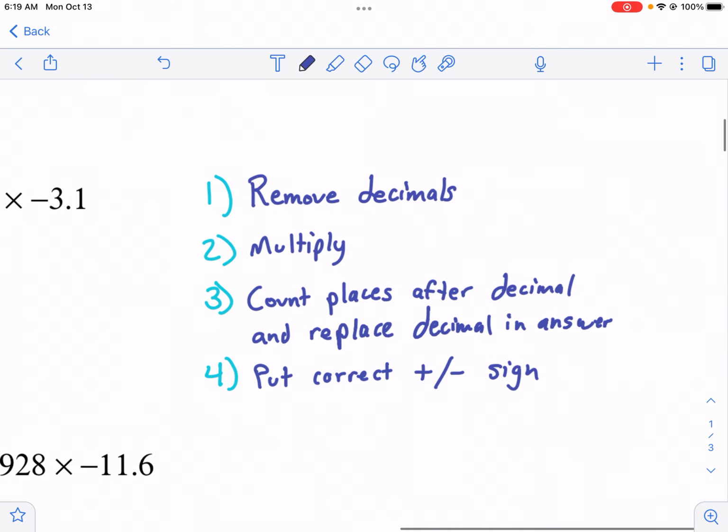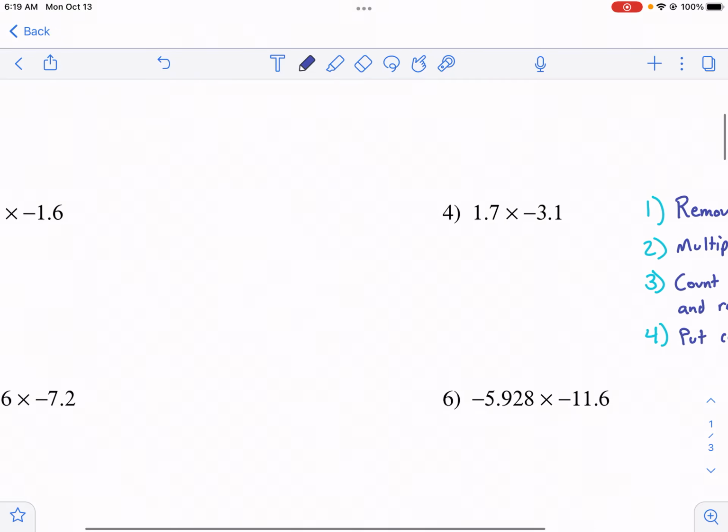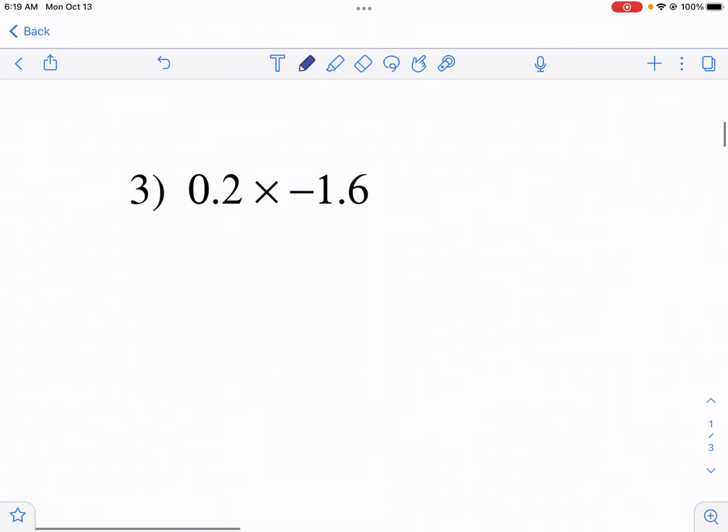So this is the process if you want to take notes on it or just take a look at it. We're going to remove decimals first, and we're going to pretend it's just a normal multiplication problem. We're going to multiply. Then at the end, we're going to replace our decimal, and then the last step is applying the correct negative or positive sign depending on what's going on. So let's go ahead and start with number 3. This one's a little bit more simple.